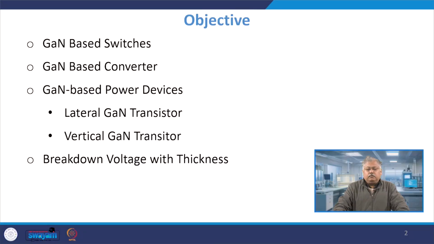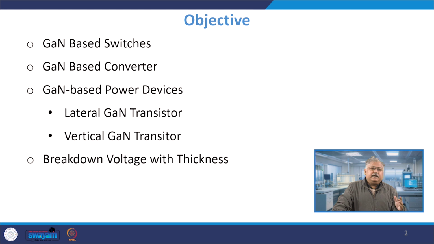This is lecture number 58 and the topic of the lecture is vertical HEMT, high electron mobility transistor, and its modeling. The objective of this lecture is to give you an idea about GaN, or gallium nitride based switches. We will also let you know what a gallium nitride based converter is and some power devices, where we will be concentrating on lateral gallium nitride based transistors and vertical gallium nitride based transistors, and breakdown voltages with thickness variation will also be taken care of.